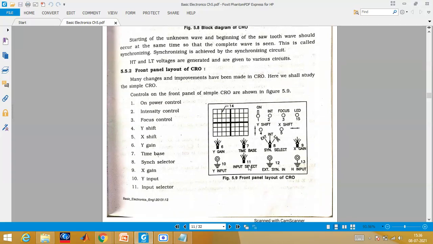A very important part is input selection. Whether you want your input to be external or internal, you have to select this. Then we have two important parts: one is called Y gain and the other is called X gain, where you can monitor the shift of your signal on the x axis or the y axis. As I told you, there is a time base generator where you can change the frequency, either increase or decrease.